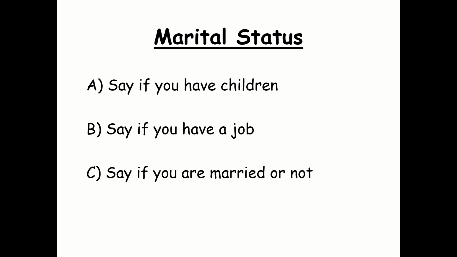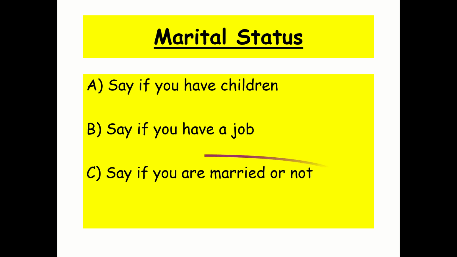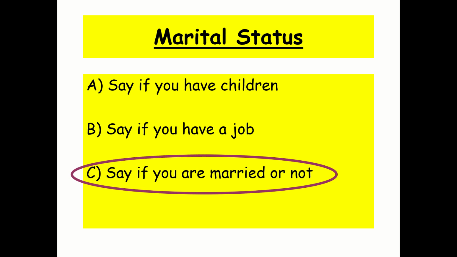Okay, marital status. What does this mean? Is it A, say if you have children, B, say if you have a job, or C, say if you are married or not? Let's check the correct answer. So the correct answer is C, say if you are married or not.